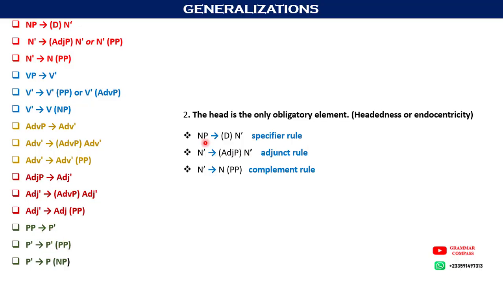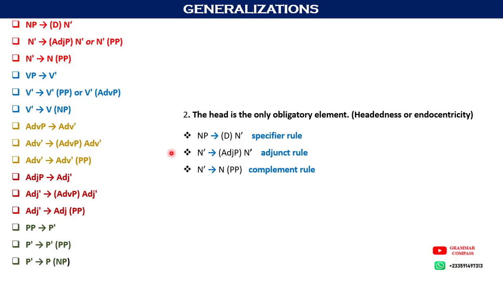So for example, you cannot have the NP without an N in it. It is not possible. And you can't have a VP without a V element in it. You can't have an AdVP without an AdV element in it. You can't have an AdjP without an Adj element in it. And finally, you can't have a prepositional phrase without a prepositional element in it. This is the second generalization.